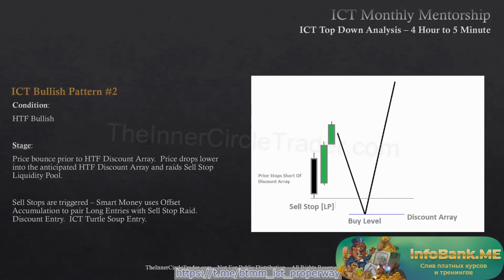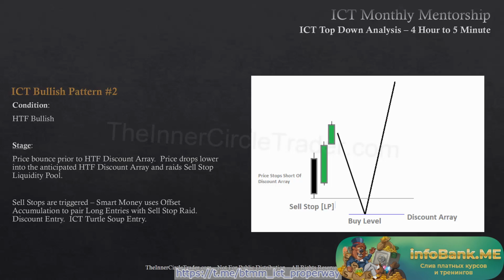Okay, the second one is the ICT bullish pattern number 2. And I don't have any names for these except for just simply a fair value. And now this is a turtle soup or external range liquidity. Again, the condition on the higher time frame is going to be bullish. And the stage or setup is this. The price will bounce prior to a predetermined or anticipated higher time frame discount array.